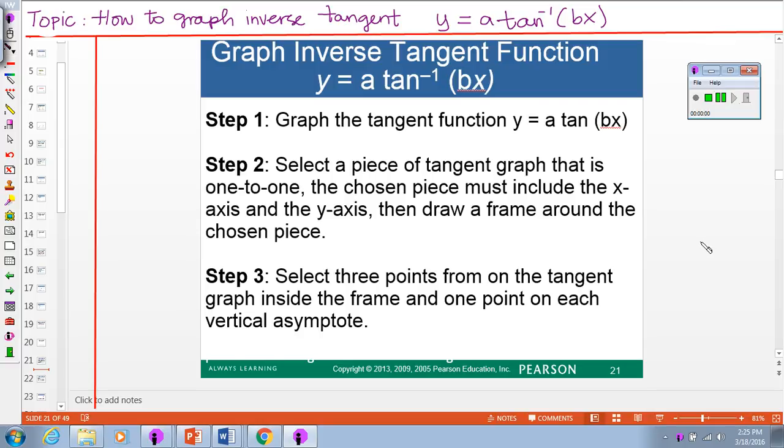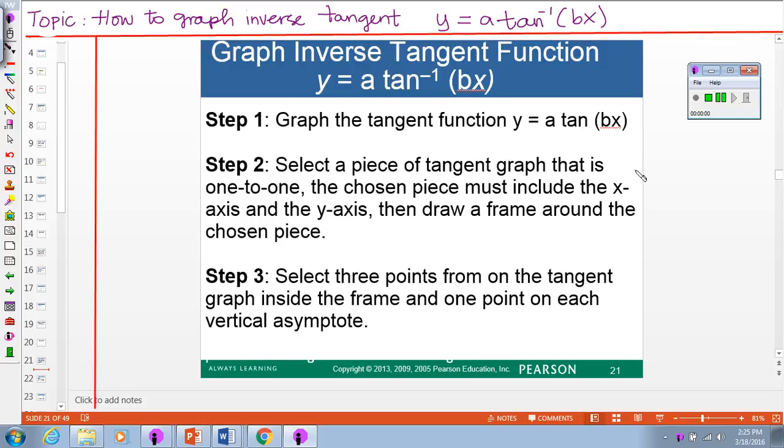Hello, my pre-calculus student. In this video, we are going to graph the inverse tangent function y equals a times inverse tangent of bx, where a and b are real numbers. There are 5 steps that we must follow.